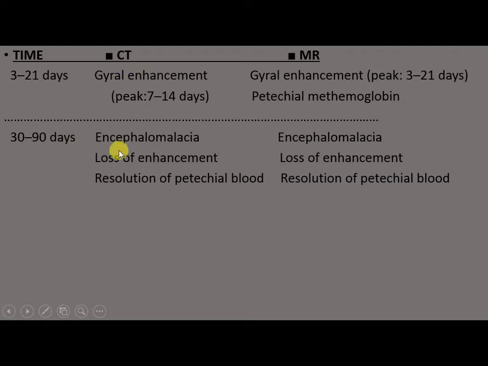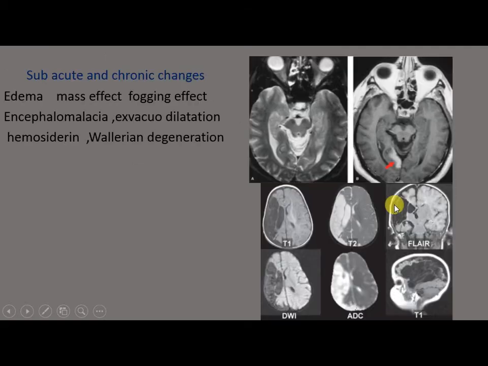In the CT, you can see encephalomalacia and loss of enhancement, because the blood-brain barrier returns to be intact in this state, and there is resolution of the petechial blood or hemorrhage. In the MR, the same thing: encephalomalacia, loss of enhancement, and resolution of petechial blood.